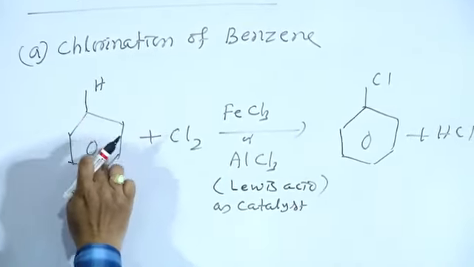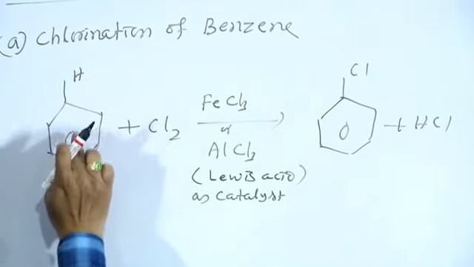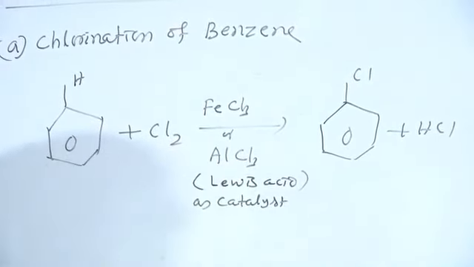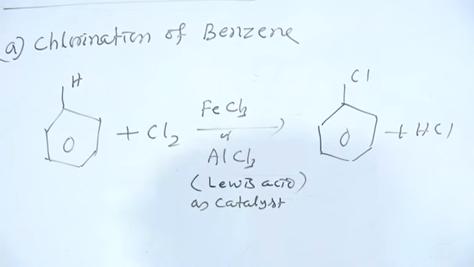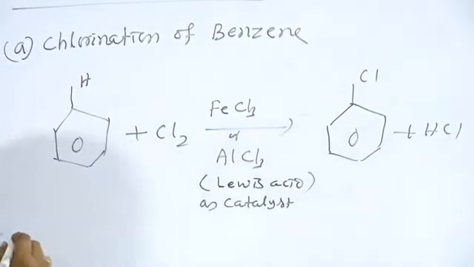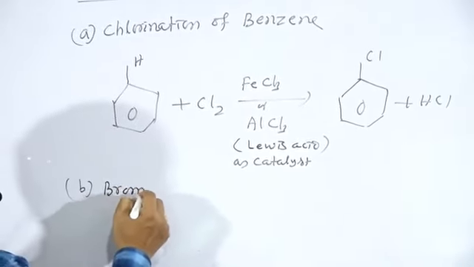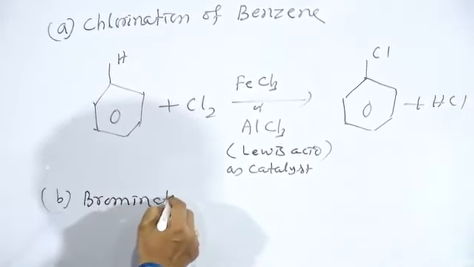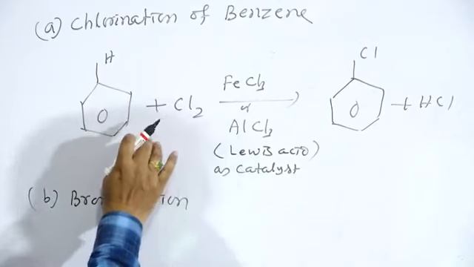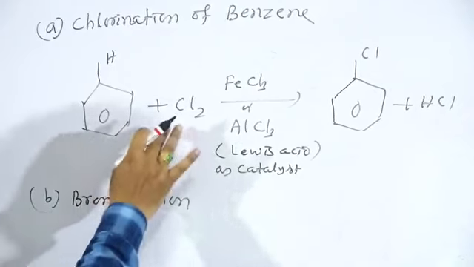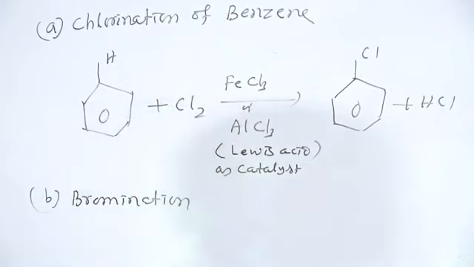The hydrogen atom from the benzene ring is replaced by chlorine, and there is the formation of chlorobenzene. Next one is bromination. We will discuss the mechanism of this later on, how that reaction takes place.